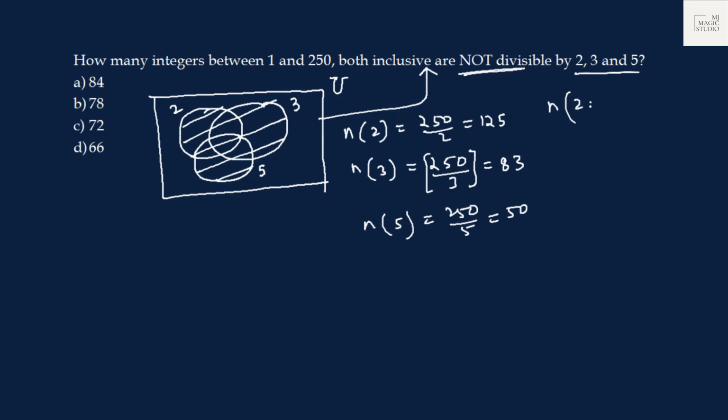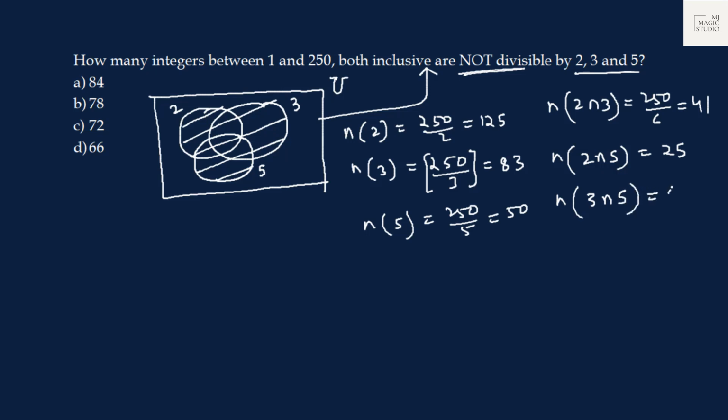Then number divisible by both 2 and 3 means number divisible by 6. So 250 by 6 will give us 41. Divisible by both 2 and 5, that is 10. 250 by 10 would be 25. Divisible by 3 and 5, that is 15. 250 by 15 will give us 16. And divisible by 2, 3 and 5 all, that is 30. 250 by 30 will give us 8. And other thing will be remainder. We are looking out for just the number.